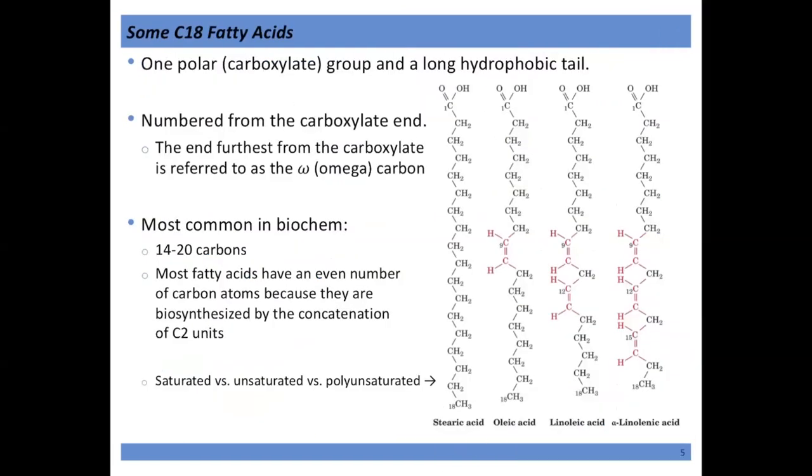So let's just look at some C18. These are the ones that we just looked at before. A little bit more about how we number and describe these. They're numbered starting with the carboxylic acid end, but they also have this other numbering that they refer to this end as omega.